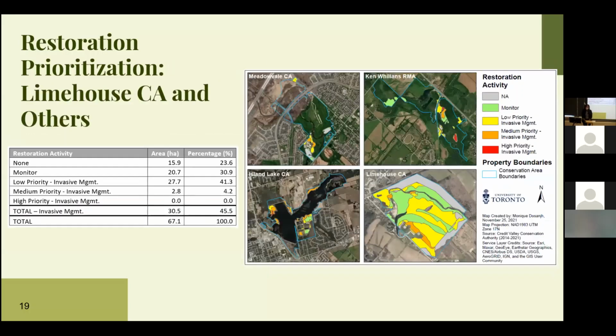Now, if we move on to some of the other properties, we're going to focus on Limehouse Conservation Area because it has the most coverage. We can see that there's a lot of yellow and a lot of green. The yellow, again, is low priority for invasive management. For the invasive management areas, it's about 45.5%, which is still quite significant, although there is less high and medium priority areas.